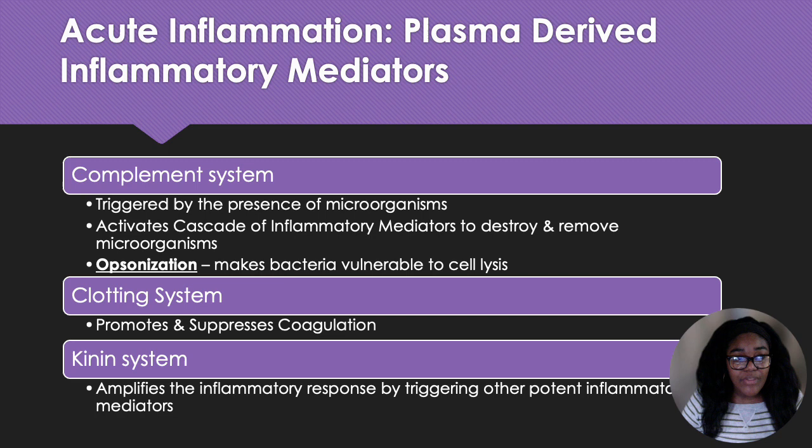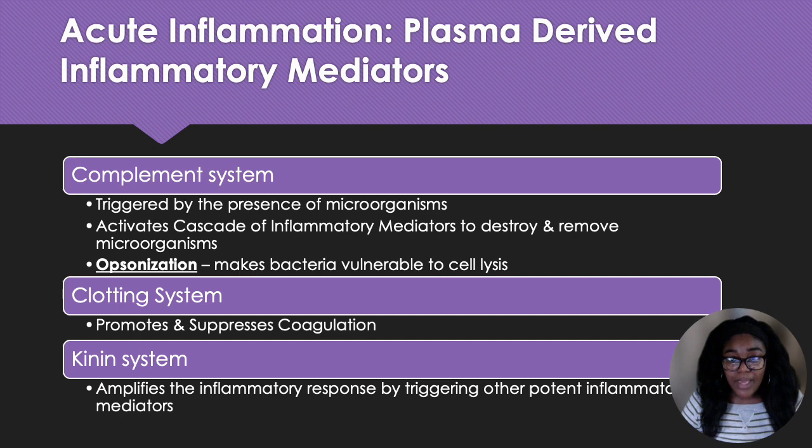And we also have the process of opsonization, which is the process of making bacteria vulnerable to cell lysis or cell death. We have the clotting system, and again, this helps support coagulation or suppress coagulation at the site of injury, because you don't want to keep having coagulation.